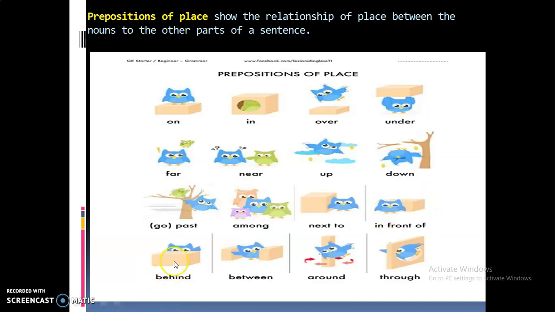Now you are going to describe the place, the position of the bird. So now the place or the position of the bird is behind the box. Now it is in between these two boxes. And now it is around the box. Now it is going through. That is a hole, and the bird is going through the hole. Okay, this is through.